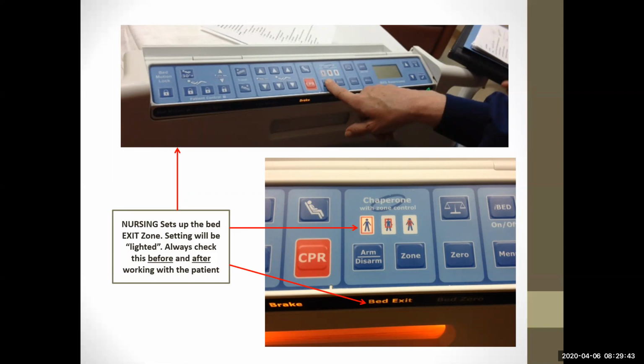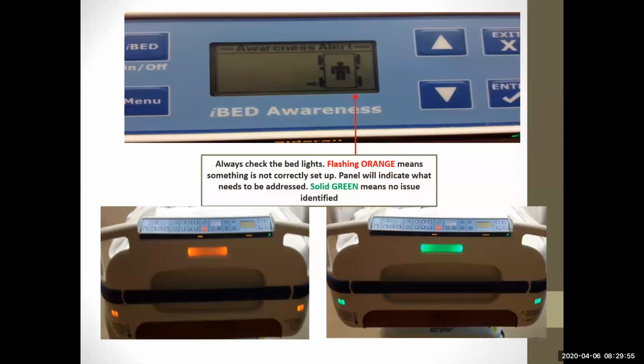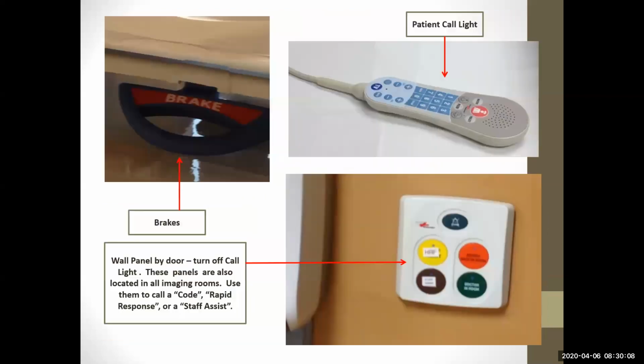immediately. If you do imaging in a room, it's always important to check this after you've worked with the patient. Maybe you've done a portable and you've turned it off so that you could move the patient. Always remember to turn that back on because it's a very important safety feature. You can also check the lights on the end. So if you see it flashing red or orange, that means something's not set up right. And if it's flashing green, then it means it is.